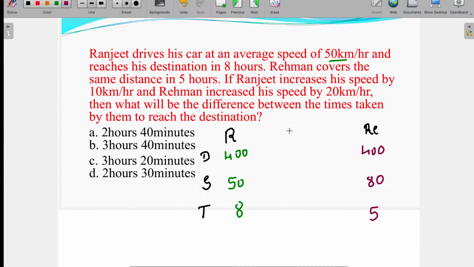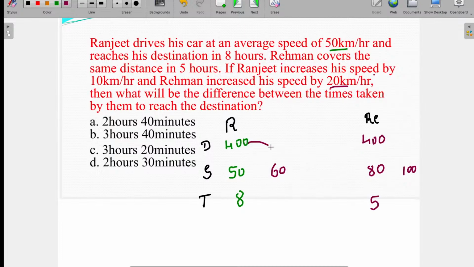Now what is the question? If Ranjit increases his speed by 10 km per hour, now actually his speed is 50 km per hour, so increased by 10 km per hour means now his speed will be 60 km per hour. Okay, now his speed is 60 km per hour. Rahman is increased by 20 km per hour, which means now his speed is 100 km per hour. Now what's the question? Okay, what will be the difference between the times? Now how much time will he take?